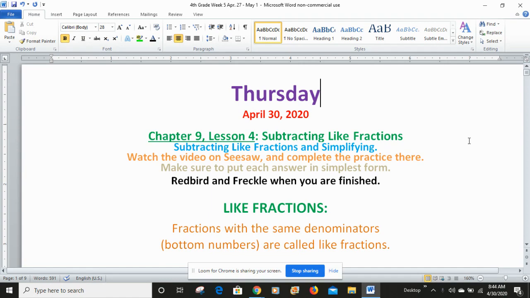Today's lesson from the matrix is Chapter 9, Lesson 4, Subtracting Like Fractions. Subtracting like fractions and simplifying. Watch the video on Seesaw and complete the practice there. Make sure to put each answer in simplest form. Then Redbird and Freckle when you are finished.